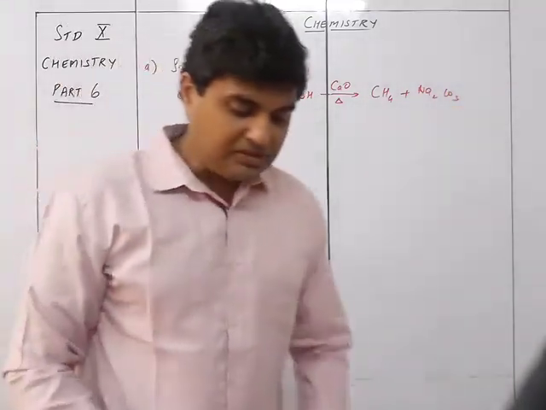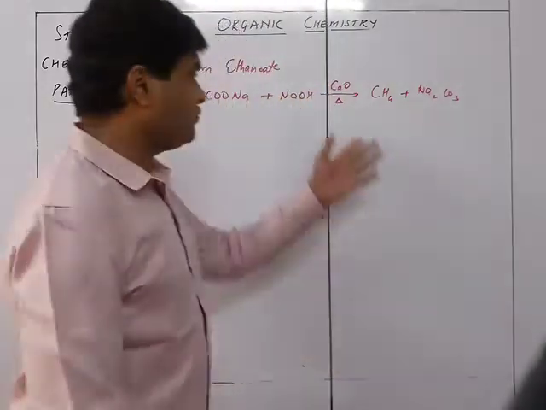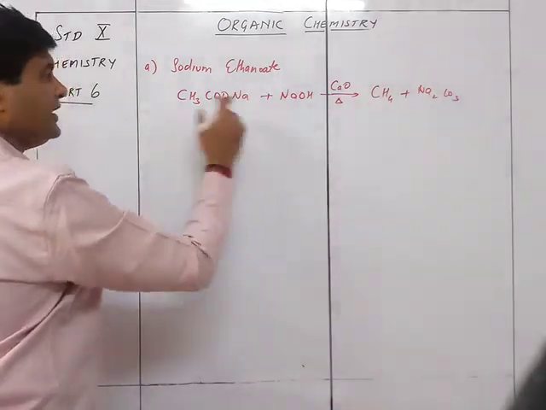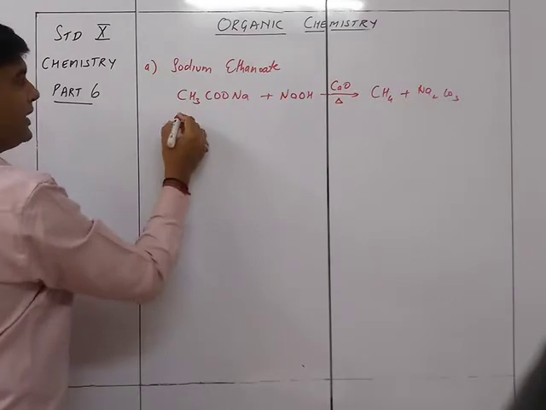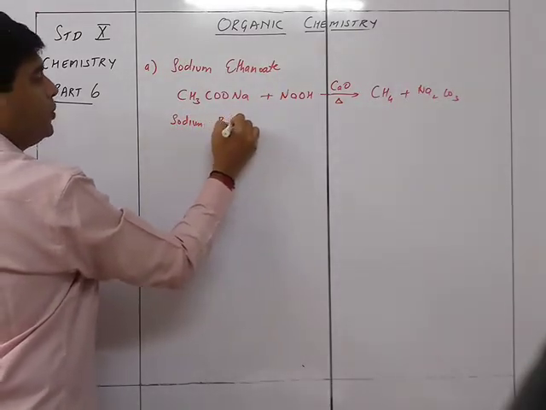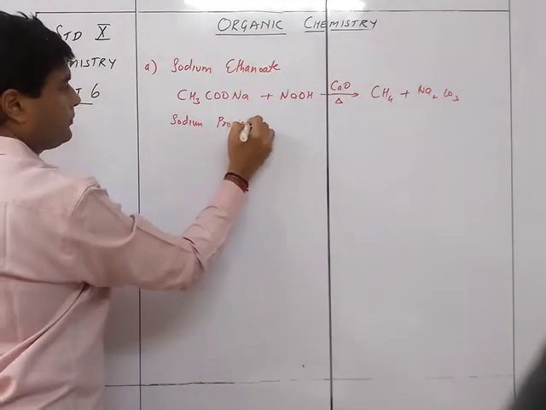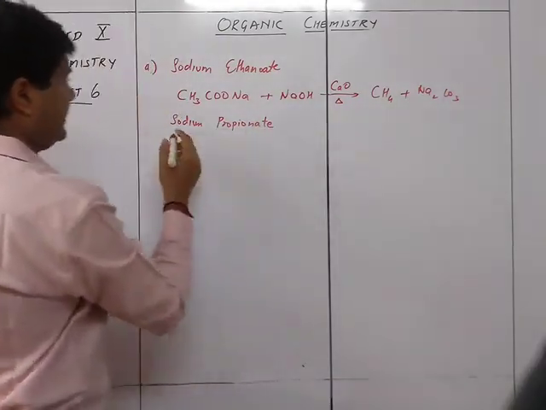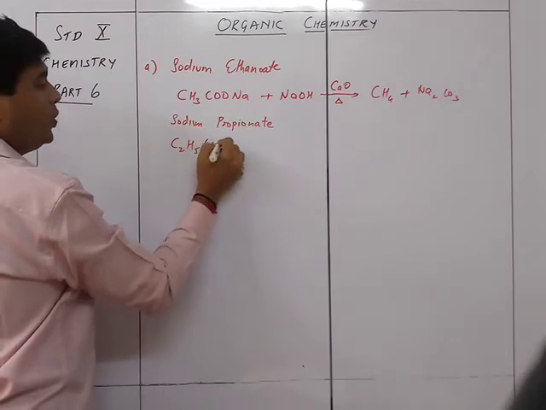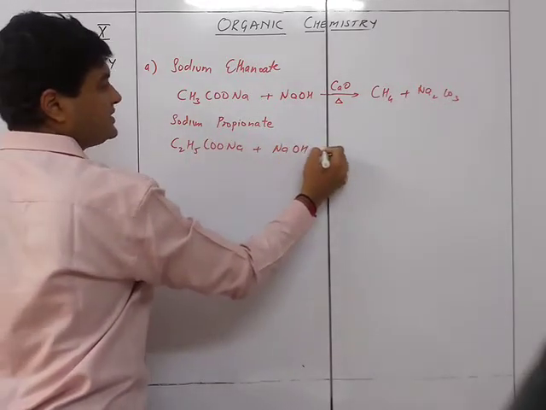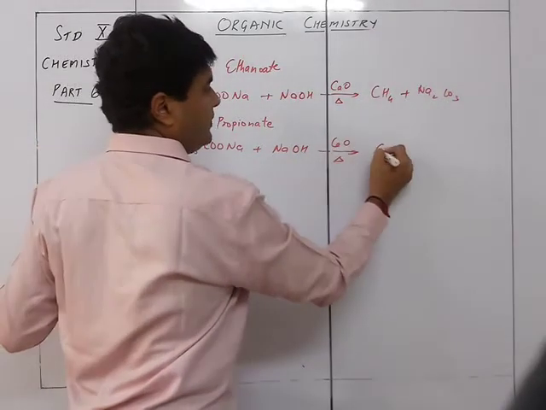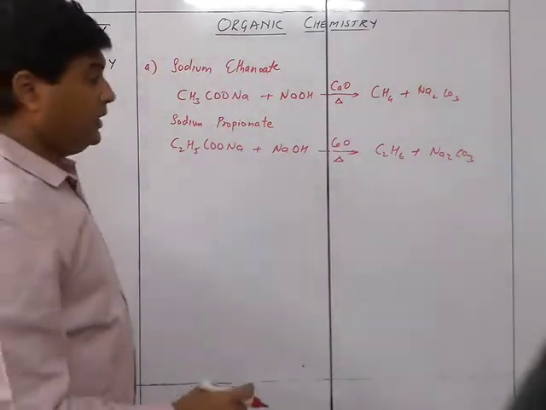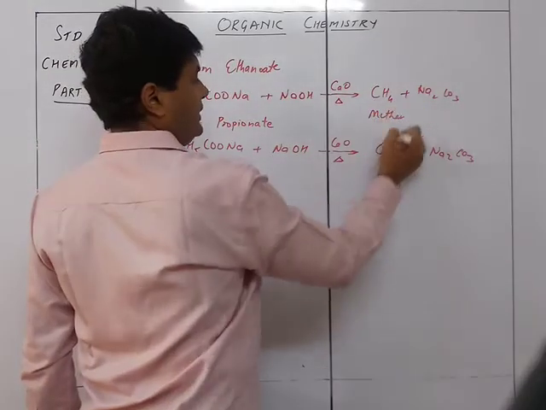So this is what happens, and the same thing if this is for methane. And the same if I'm going to do it for ethane: instead of methane I need ethane, so I'll have to take propanoate instead of ethanoate. So I can have sodium propanoate, which is C2H5COONa plus NaOH with the same kind of reaction. With CaO and heat, it will be C2H6 plus Na2CO3. This is exactly what is going to happen. This is for methane and this is for ethane.